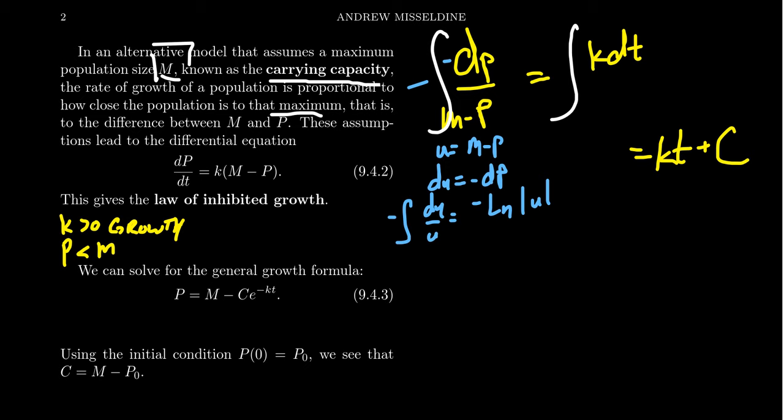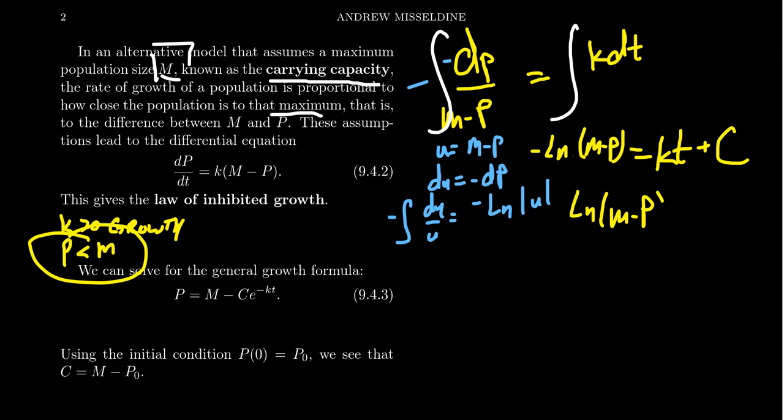And then replacing u with its value, we end up with negative the natural log of the absolute value of M minus P. Now, because we're assuming that P is always less than M, this actually does mean that M minus P is always going to be a positive number. So it turns out we don't actually need the absolute values here. Parentheses are sufficient in this case. So we have this negative natural log of M minus P equals kt plus C. So let's multiply both sides by negative 1. We get the natural log of M minus P. This is equal to negative kt plus a constant.